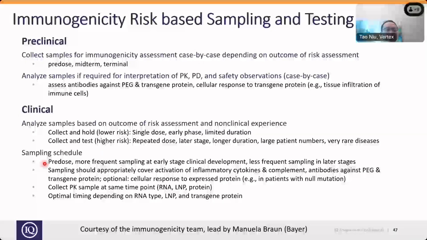For the sampling schedule, as shown here, typically you need a pre-dose sample. You typically need more frequent sampling at early stage clinical development, for example, a first-in-human study, and less frequent sampling in later stage studies such as phase 3. The sampling should appropriately cover the activation of inflammatory cytokines, complements, antibodies against PEG and the target expressed protein, and cellular immune response may be optional. Of course, you need to collect PK samples at the same time points for better interpretation, and optimal timing depends on the RNA cap, LNP, as well as transgene protein.